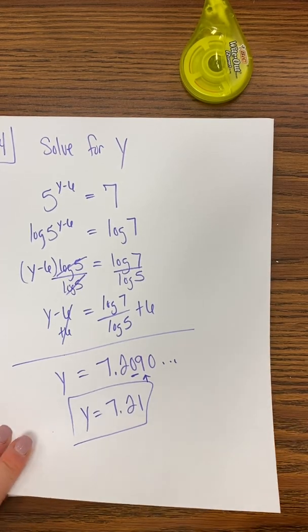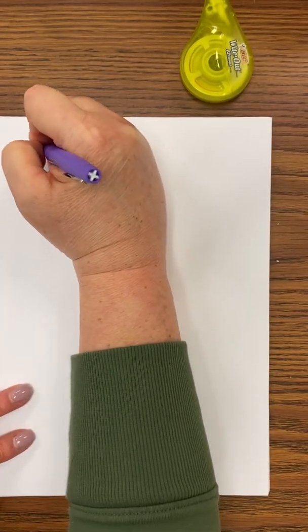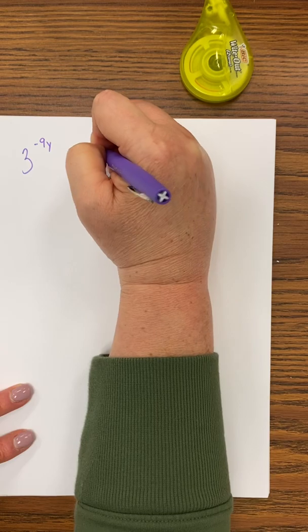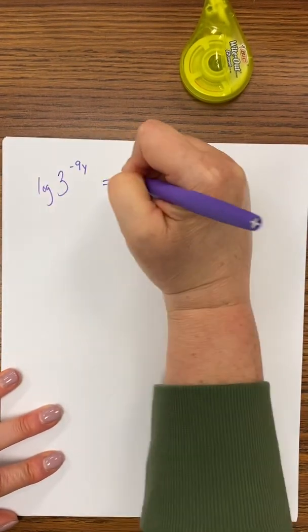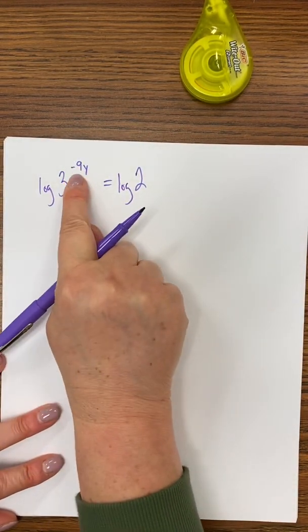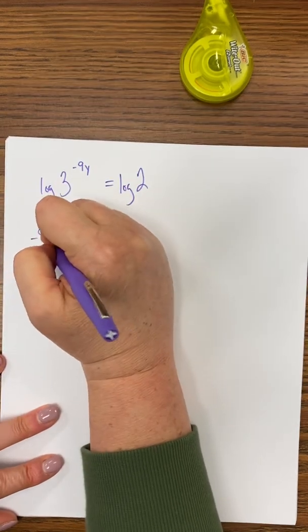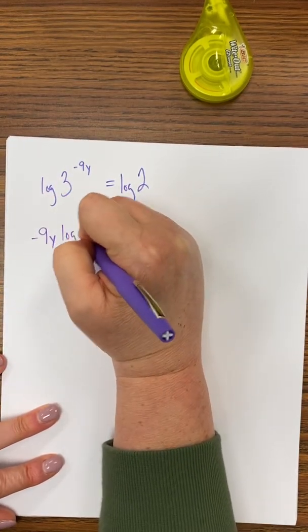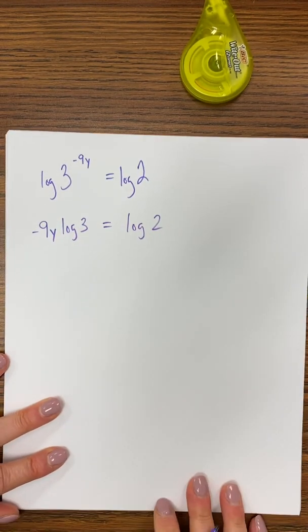Okay, so we're going to do one more of these just to make sure. This one's 3 to the negative 9y equals 2. So we're going to do it the same way. You're going to take the log of both sides. And then by doing that, we can do our power rule, which means it moves that to the coefficient. So it'll look like that.